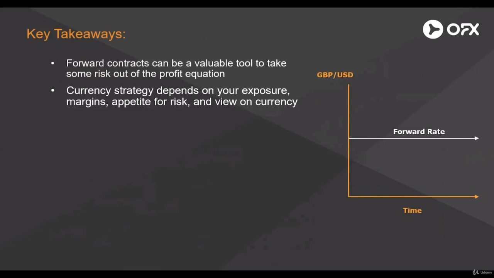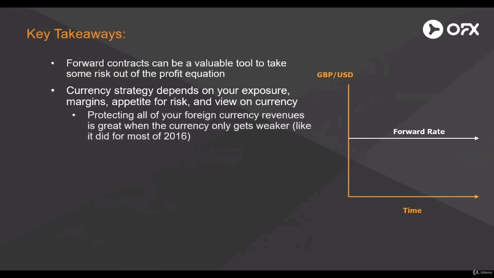Don't set a forward rate, but you've got to have a view then on currency that you think that it's low today and it's only going to go in one direction. Protecting all of it is great when the currency only gets weaker. So for instance, as the dollar got weaker against the euro and the pound in 2016, like month after month, you're actually making more dollars per unit of international revenue because the value of the dollar is going down.